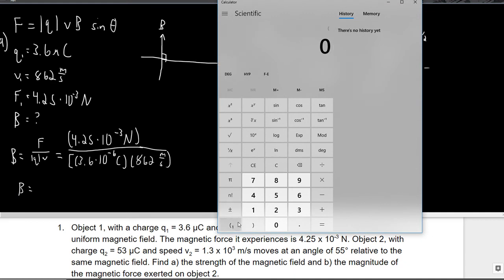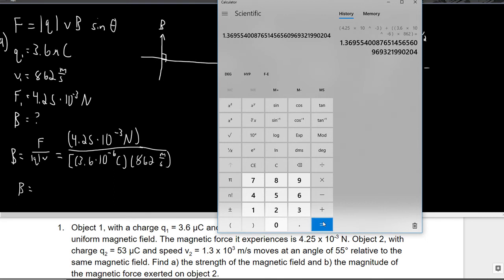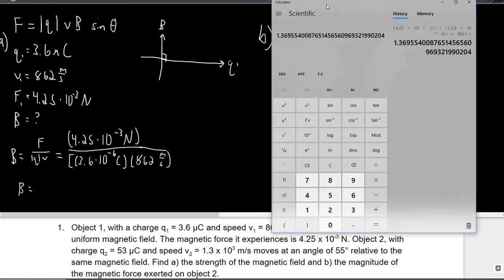All right, so I've got 4.25 times 10 raised to the negative third power divided by, parentheses, 3.6 times 10 raised to the negative 6 coulombs times 862. Close out the parentheses in the denominator, hit the equal sign. And it looks like my answer is going to be 1.37. I could probably call that 1.4, but I'm going to leave it 1.37 for now.